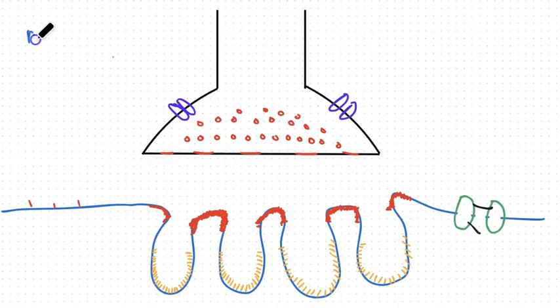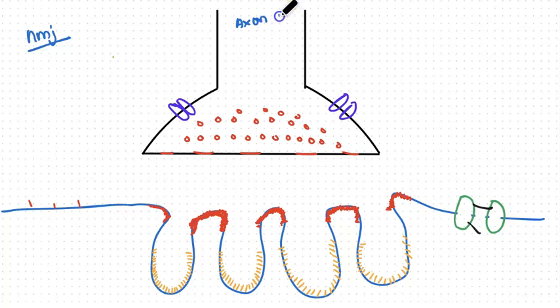So this is the neuromuscular junction. This is where the neuromuscular transmission occurs. It's between the motor neurons and the skeletal muscle, the motor end plate here. All right, so what happens? This is the axon.